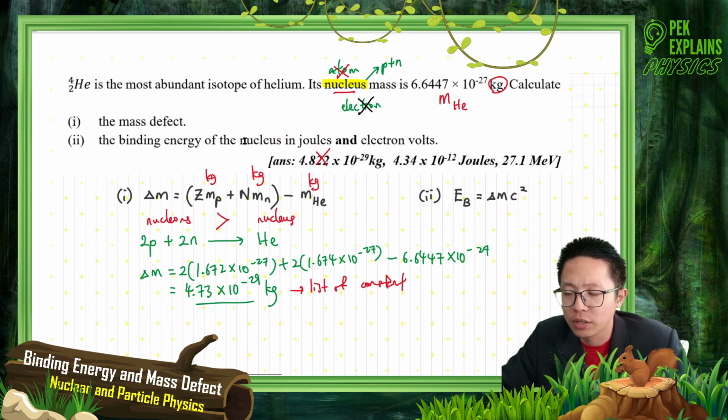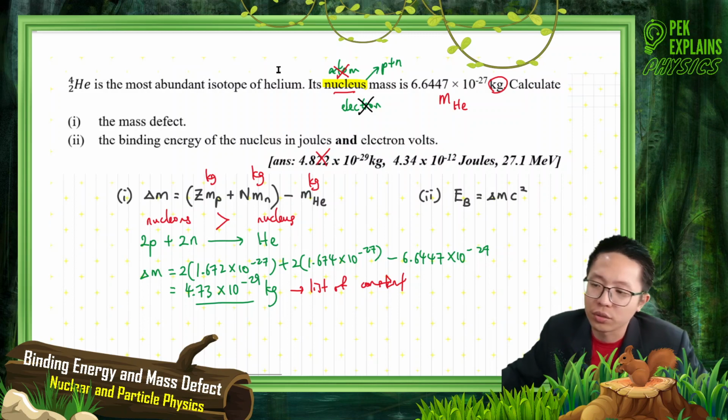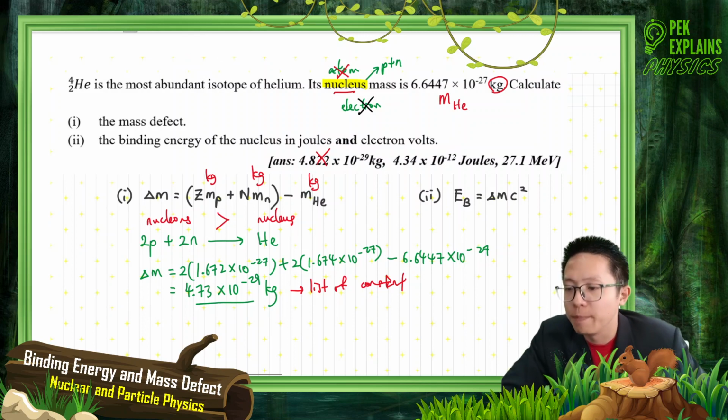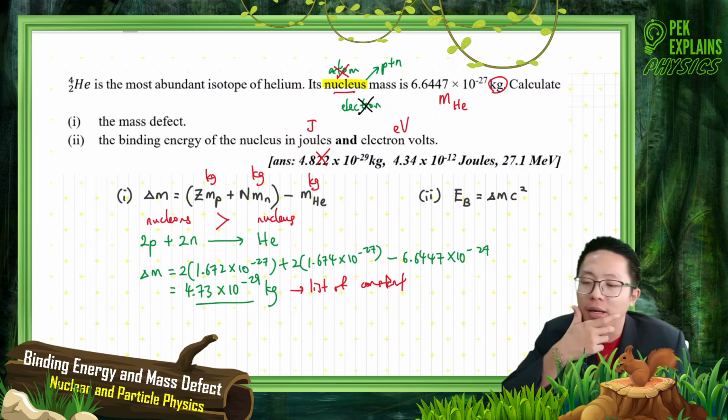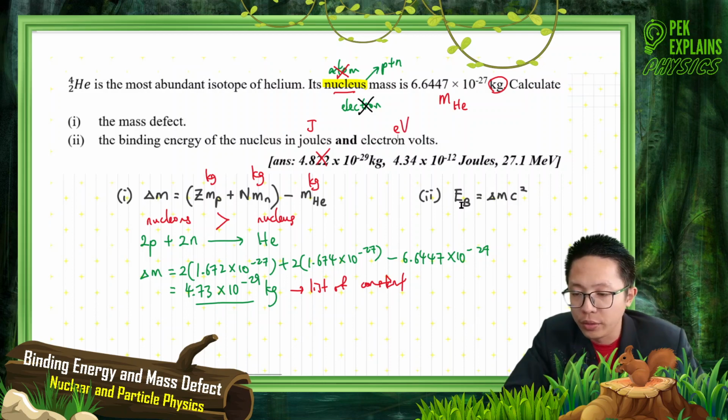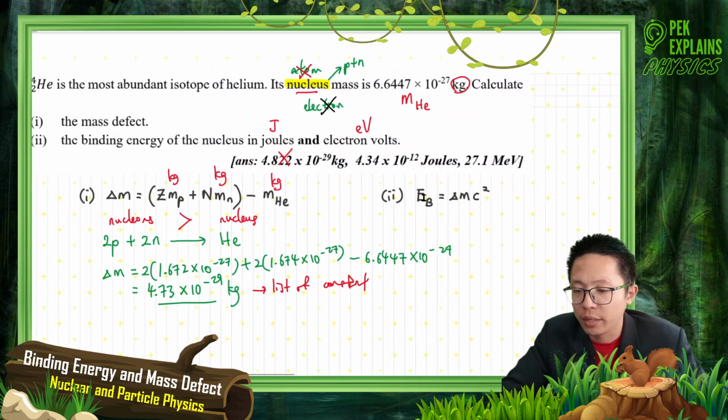Now let's look at the second question. What's the binding energy of the nucleus in joules and electron volts? So he wants the answer in 2 units, joule and electron volt. So now we use the formula E equal to mc square, equal to delta m c square. This one you can use the formula E equal to mc square because all are in SI unit.